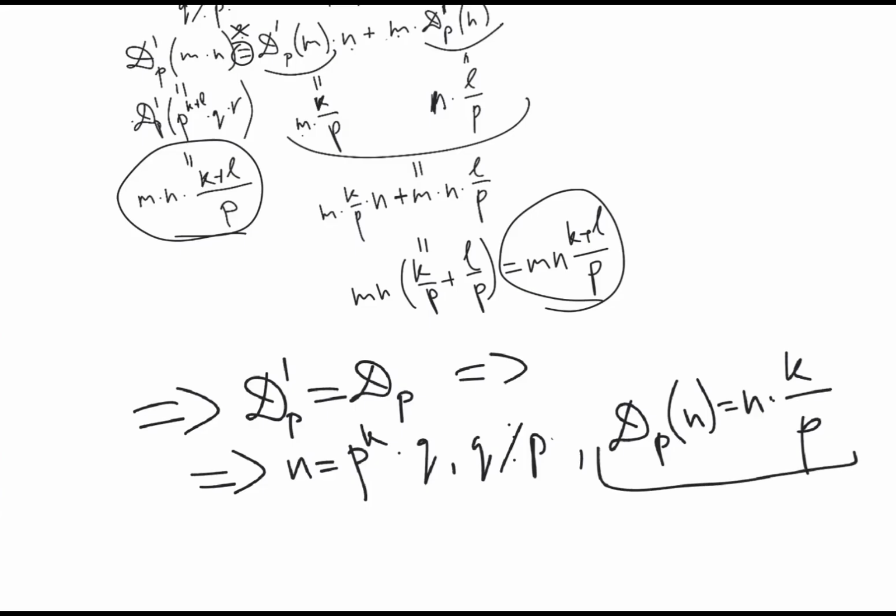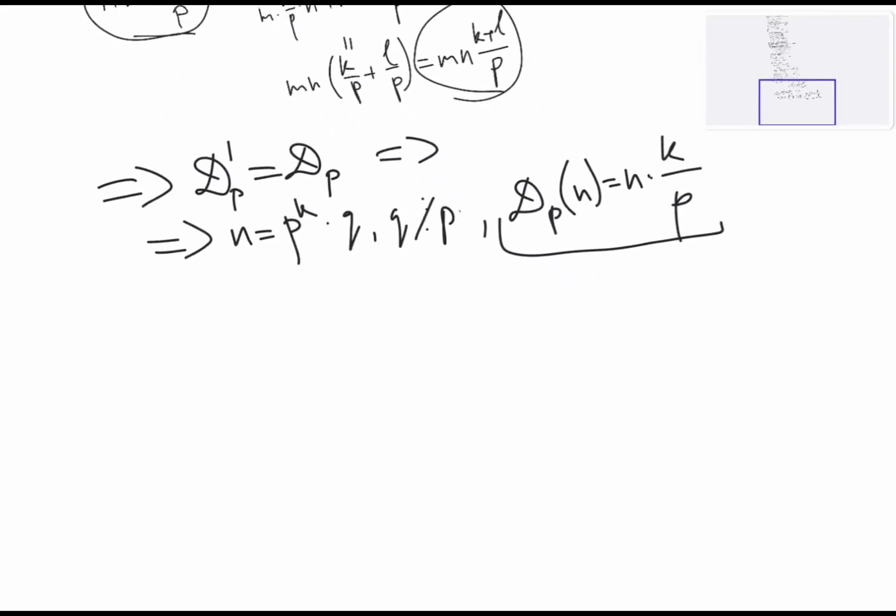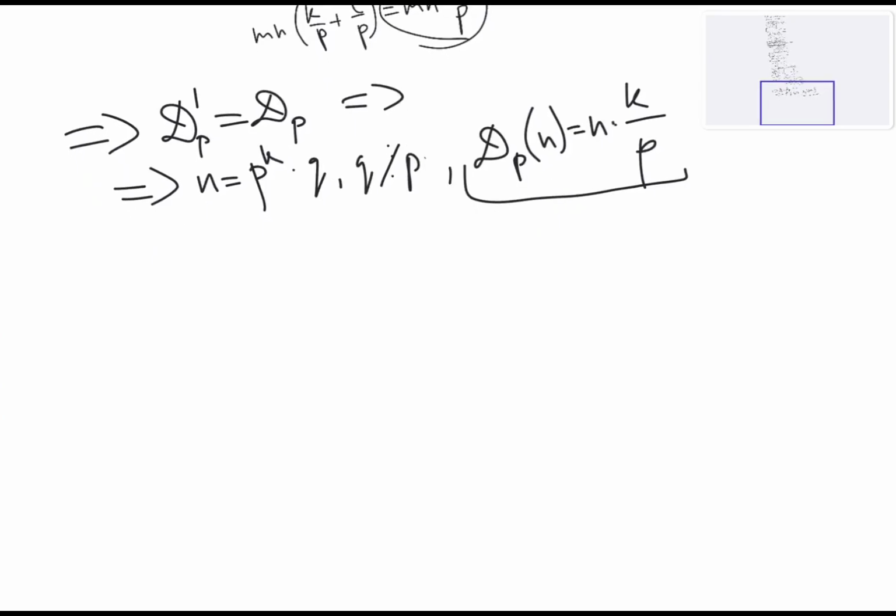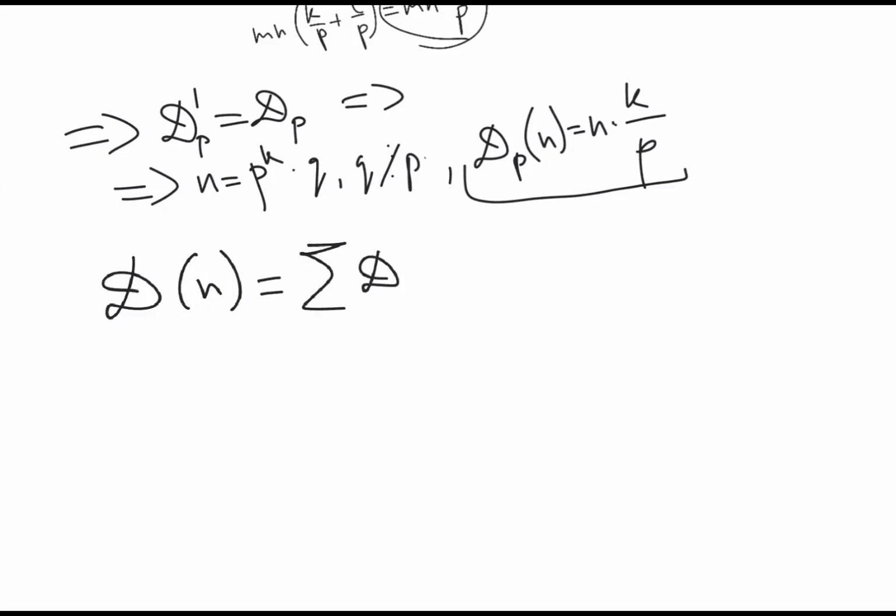And now we also observe that the full arithmetic derivative d of n can be expressed as the sum of dp of n for all prime numbers p, so p such that p is prime.